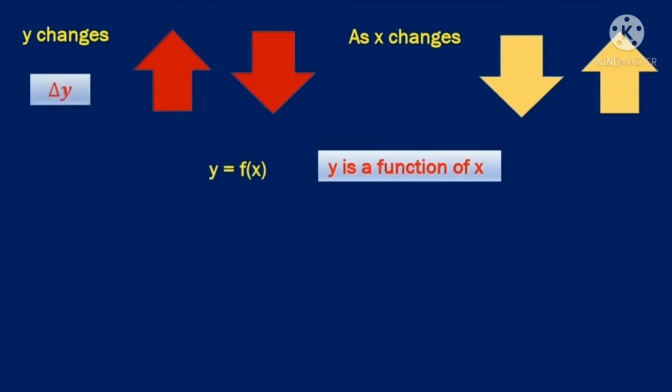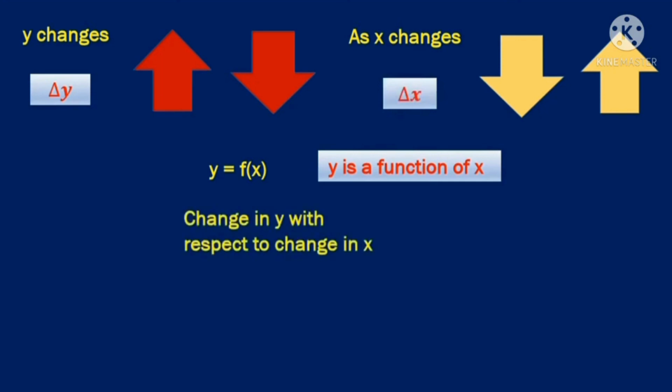This change in y that we are talking about is usually denoted by delta y, which is nothing but the small triangle followed by y. So definitely the change in x will be denoted by delta x. Hence, the rate of change of y with respect to x is nothing but delta y upon delta x.